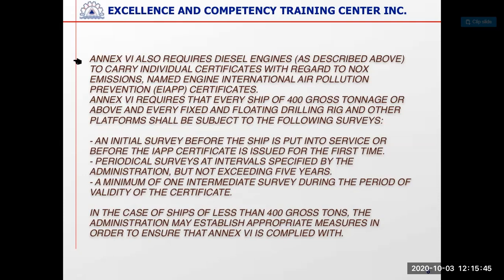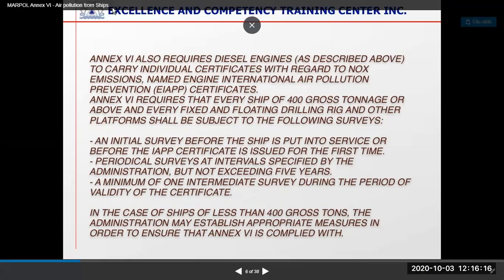And Annex 6 requires that every ship of 400 GRT and above, and even fixed and floating drilling rigs, are subject to the initial and other harmonized system of surveys, periodical surveys, and 5-yearly renewal surveys. Then a minimum of one intermediate survey during the period of validity. So the same harmonized system of survey is applicable. In the case of ships of less than 400 GRT, the administration has different requirements.